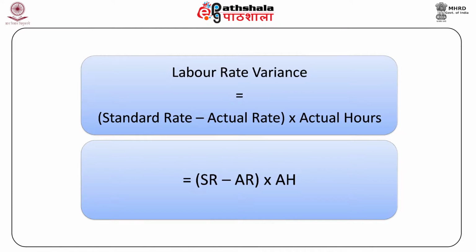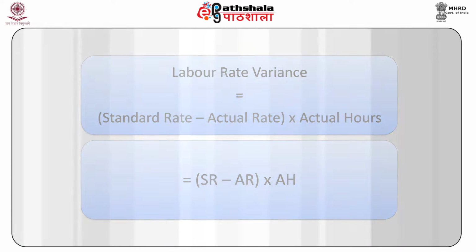Labor rate variance therefore will be equal to standard rate minus actual rate into actual hours, or SR minus AR into AH. It is favorable when the actual rate paid is less than the standard rate set to pay the labor, and adverse when the actual rate paid is more than the standard rate. The quantum of variance is calculated by multiplying this difference of actual and standard rate with the actual hours used for the production of finished goods.